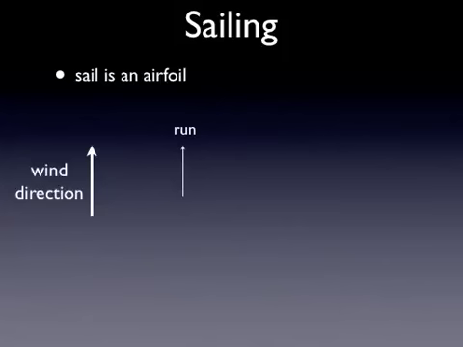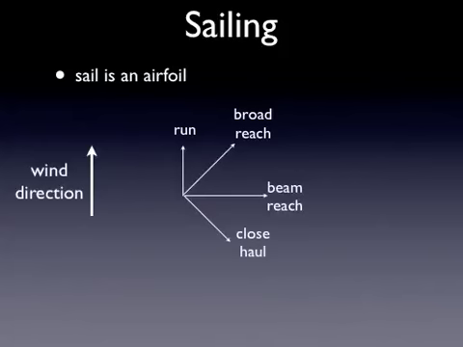Now, sailing is full of all kinds of jargon. If we look at the different directions, if you travel with the wind, that's called a run. If you travel 45 degrees, that's called a broad reach. If you travel 90 degrees, that's a beam reach. And you can even travel into the wind, and you can't get much closer than 45 degrees into the wind, but traveling into the wind is called a close haul. Now the run, that's your slowest direction that you can travel.